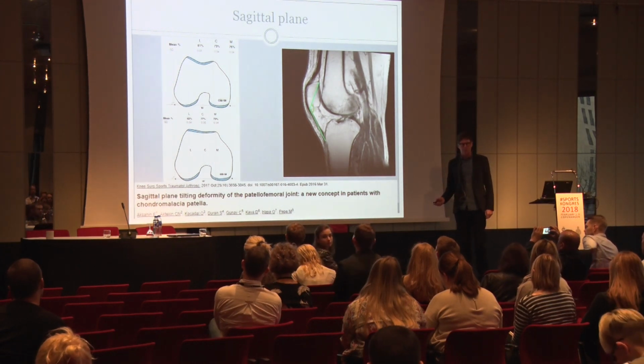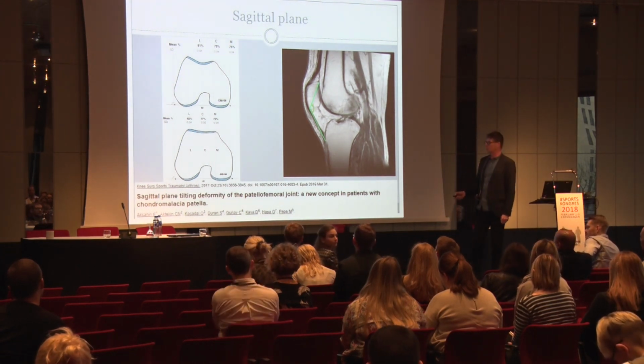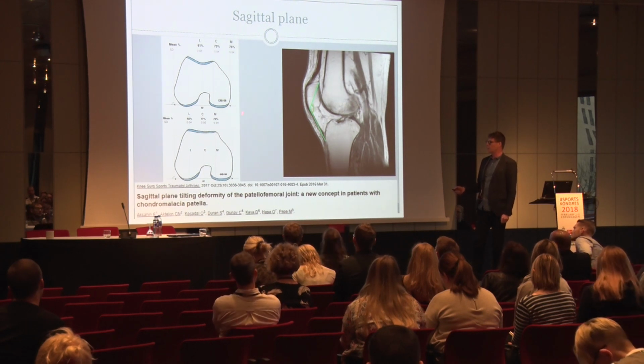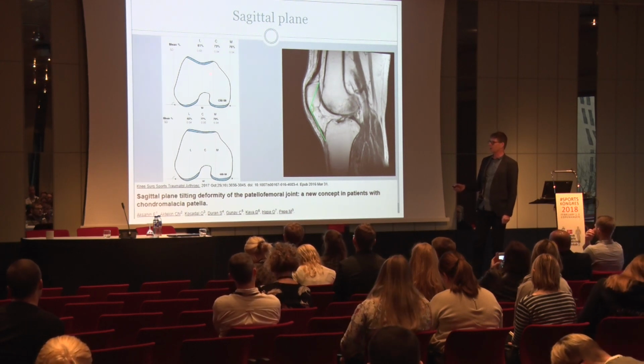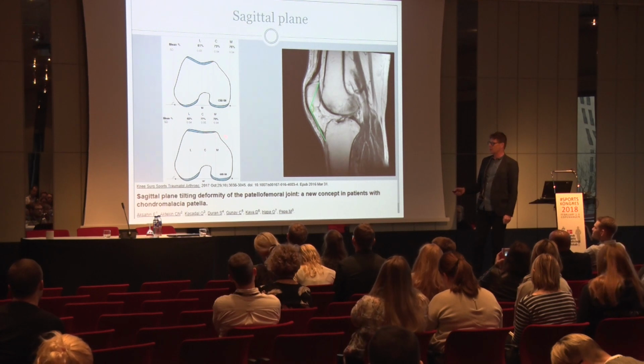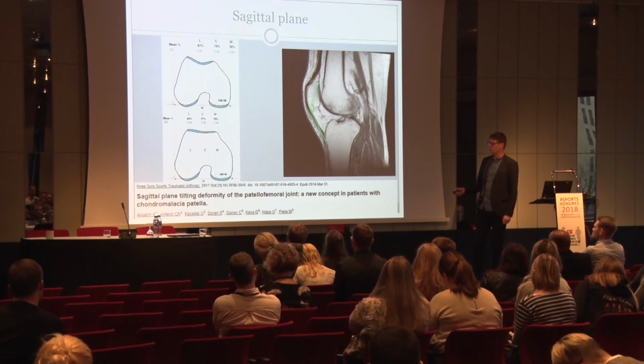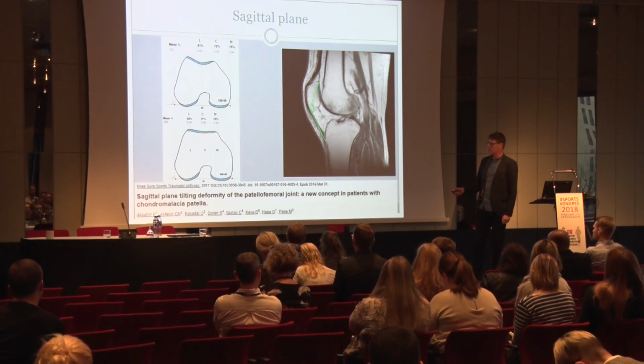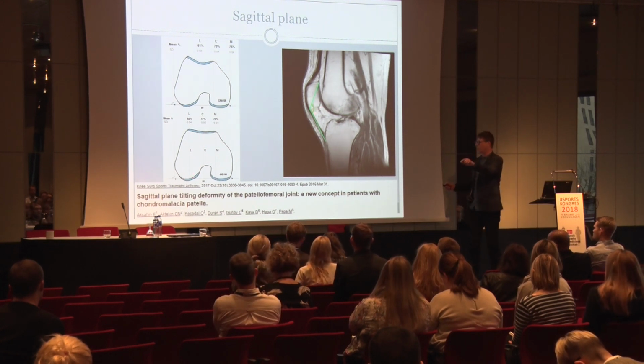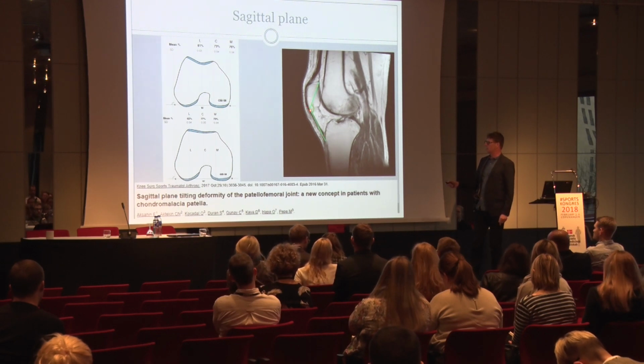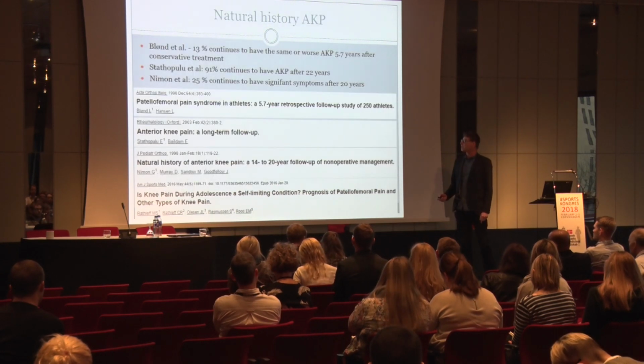Then there's the sagittal malalignment, and this is even more complicated. You see, this is a normal trochlea. In this case, there's trochlear dysplasia. That means there's too much bone. The distance here is higher. That forces the patella forwards. That means that the angle here is less, and this has been documented in this study.